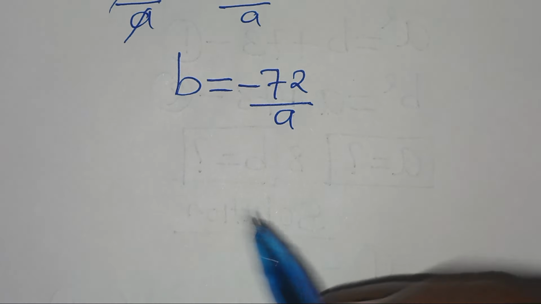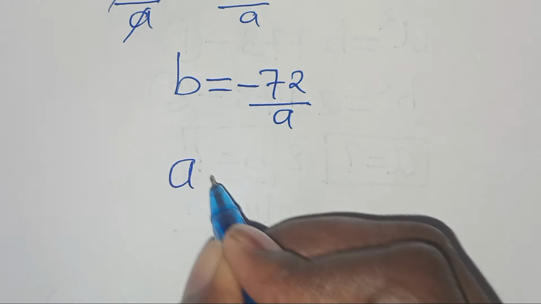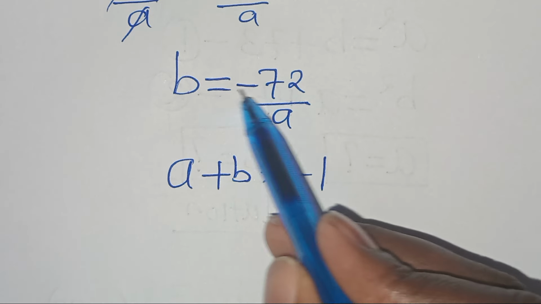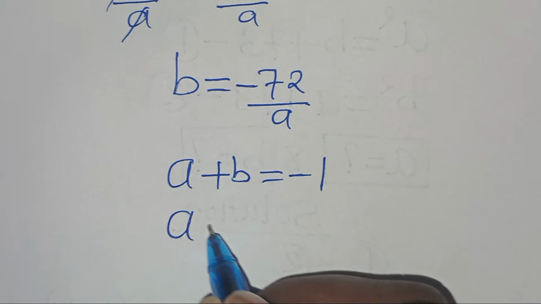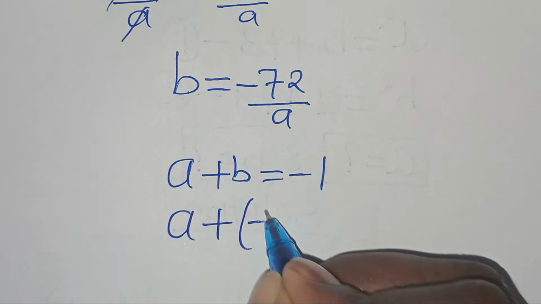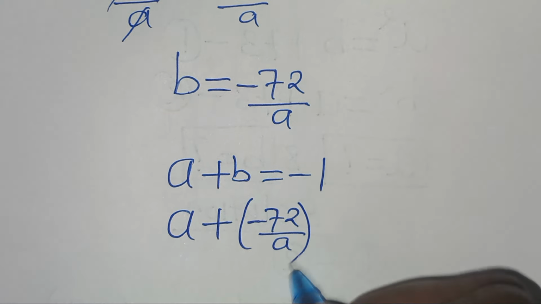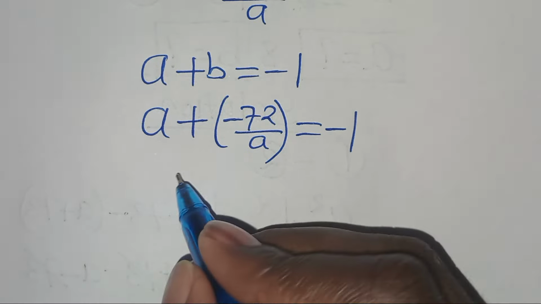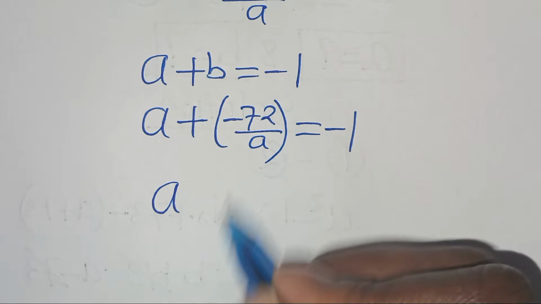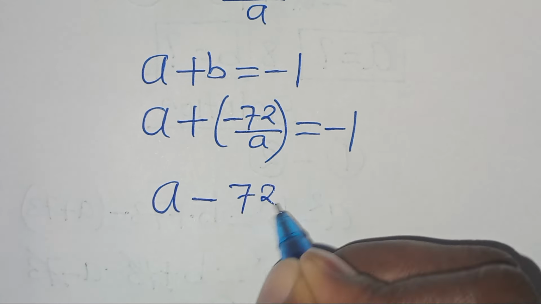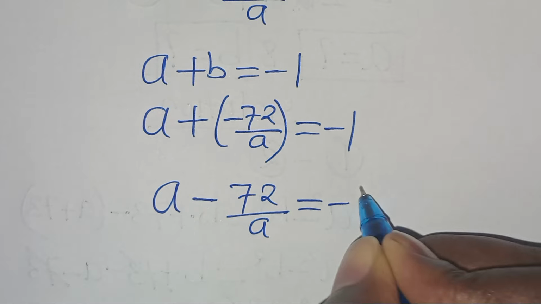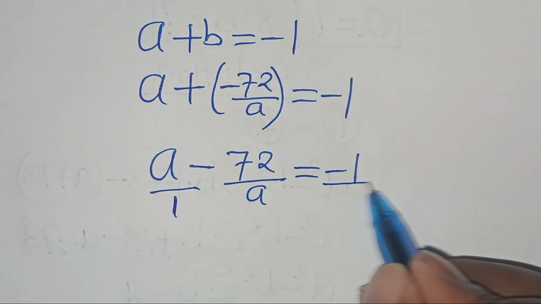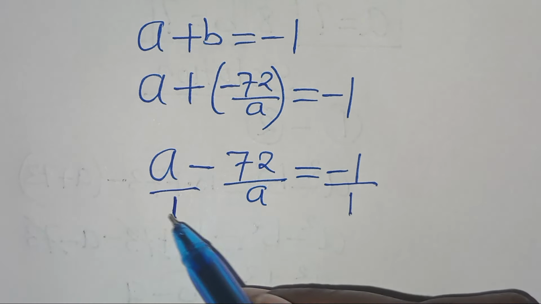Now, again, if you recall from equation 4, a plus b is equal to minus 1. Let's substitute b, which is minus 72 over a. So we have a plus minus 72 over a equal to minus 1, that is a minus 72 divided by a equal to minus 1. Now a is a whole number, and minus 1 is a whole number, so this is over 1. So the LCM is a.